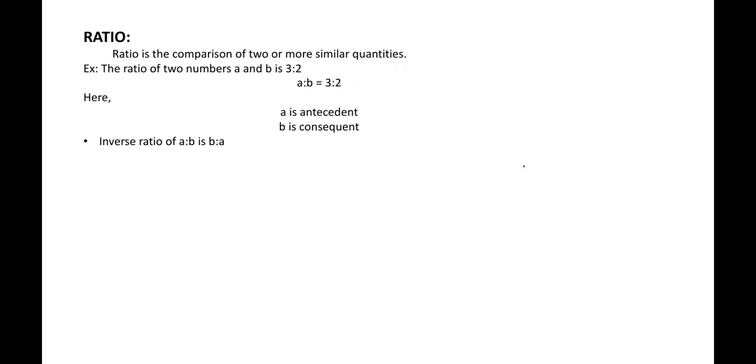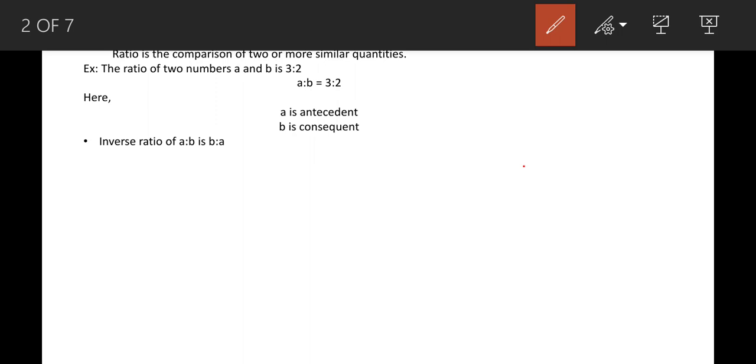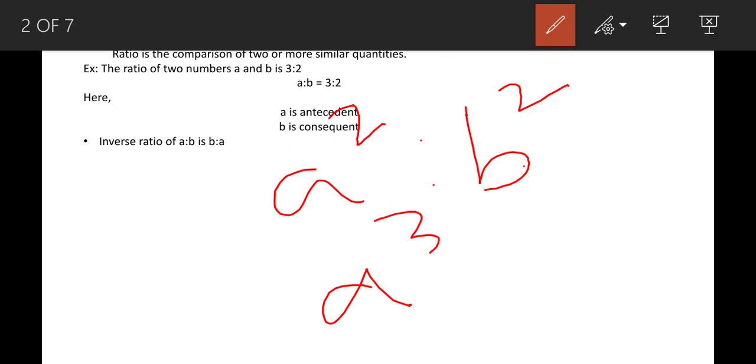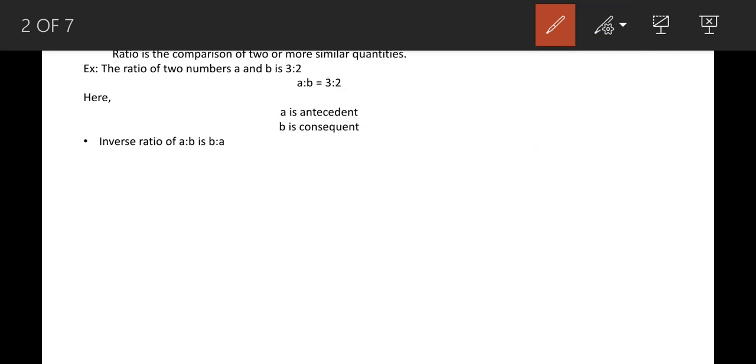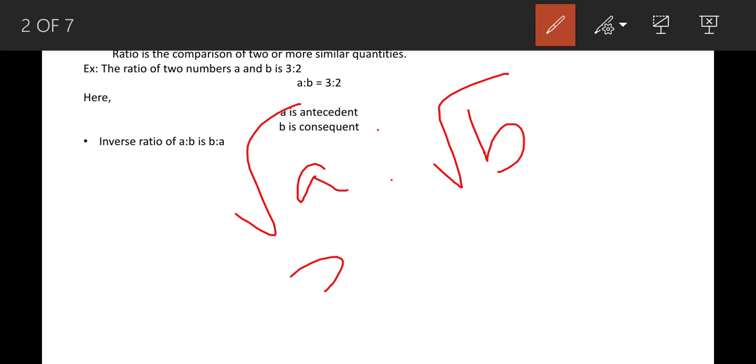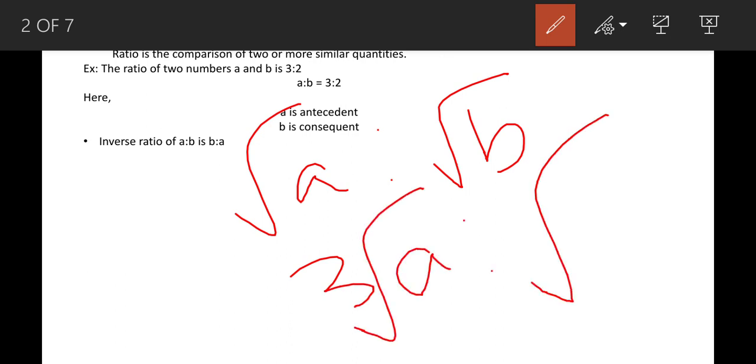Inverse ratio of a by b is equal to b by a. Not only inverse ratio, we have some other ratios like duplicate ratio. Duplicate ratio is nothing but a square is to b square. Triplicate ratio is a cube is to b cube. Subduplicate ratio is square root of a is to square root of b, and subtriplicate ratio is cube root of a is to cube root of b.